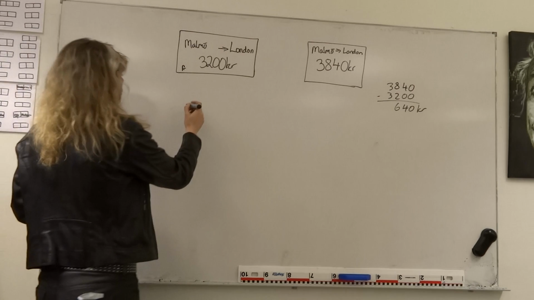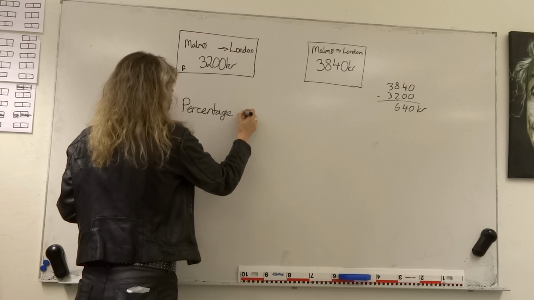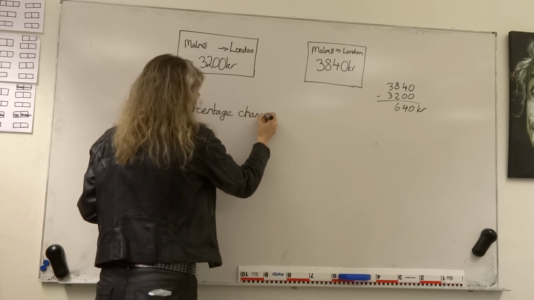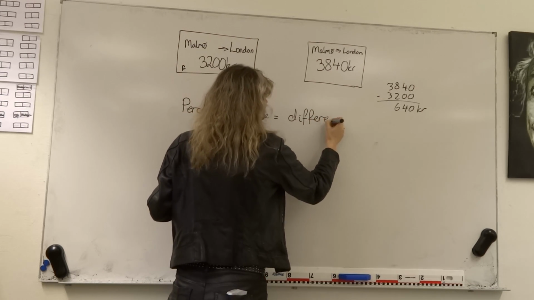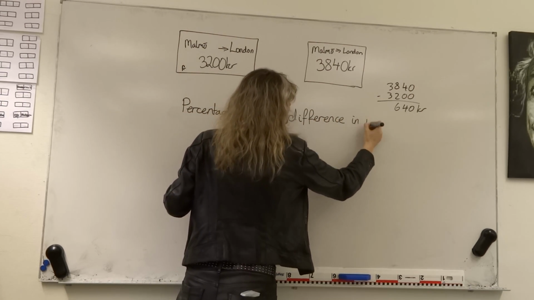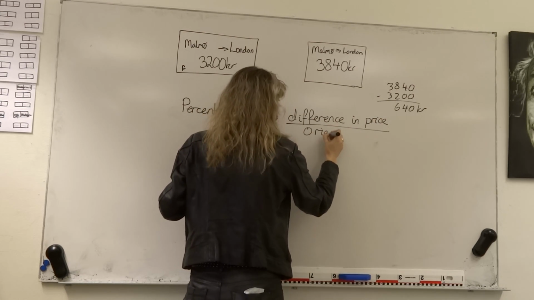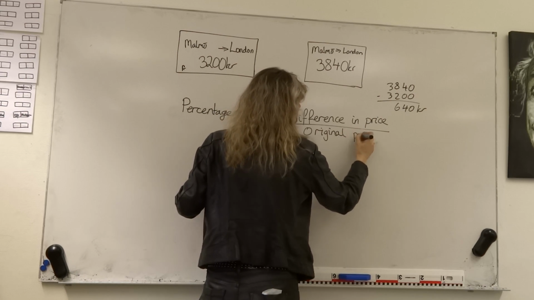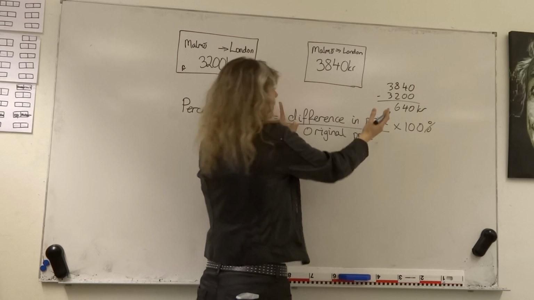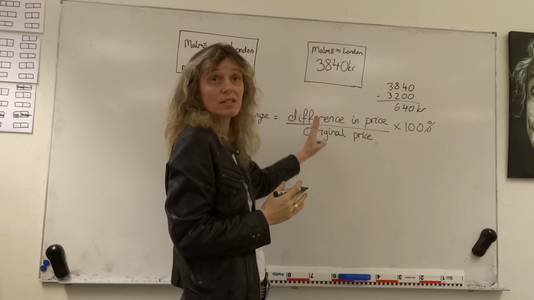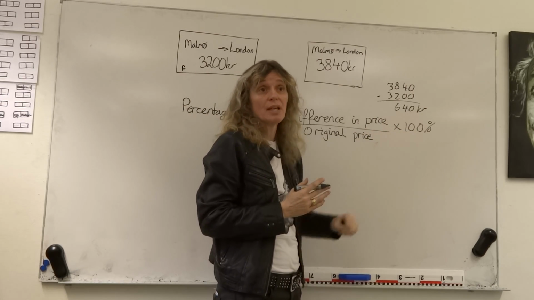What's the percentage increase? Well, we know that the formula for percentage change is the difference in price, or the change of price, divided by the original price, times 100 to take it to percent. This number will give you the fraction or the decimal if you divide it through. Multiplying it by 100 will take it into a percentage.